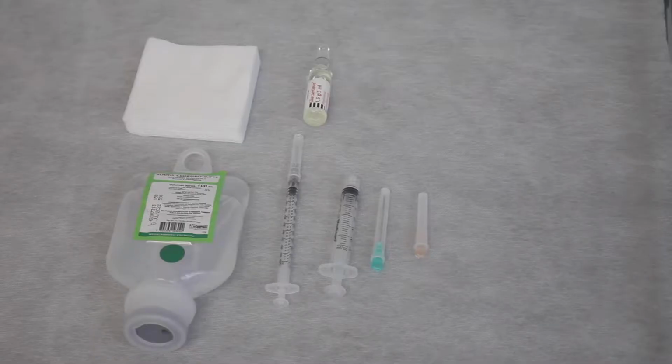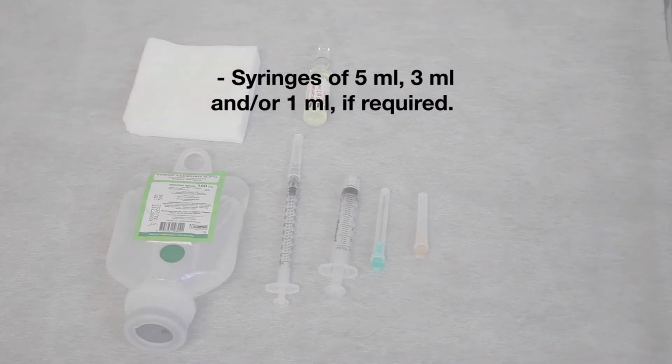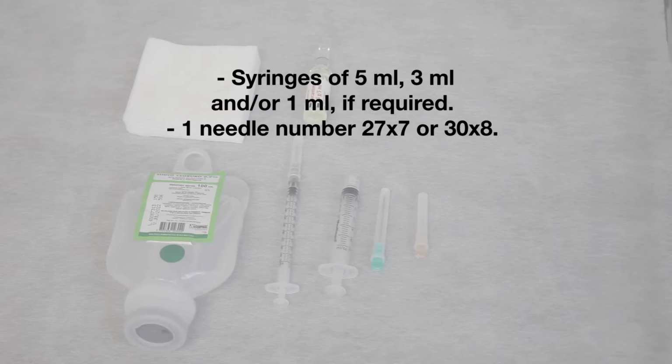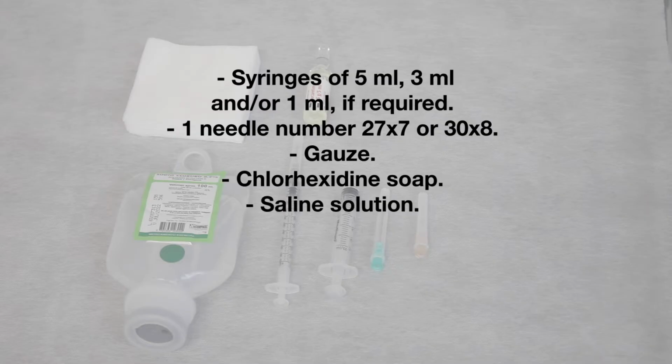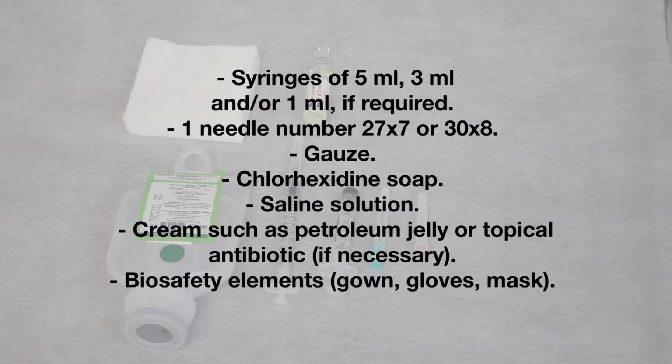The application procedure is simple and requires little material to be carried out. The necessary supplies include syringes of 5 milliliters, 3 milliliters and/or 1 milliliter. One needle, either number 27 by 7 or 30 by 8. Gauze, chlorhexidine soap, saline solution, cream such as petroleum jelly or topical antibiotic if necessary. Biosafety elements such as gowns, masks and gloves.